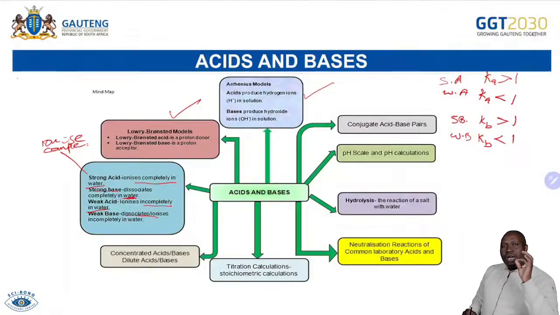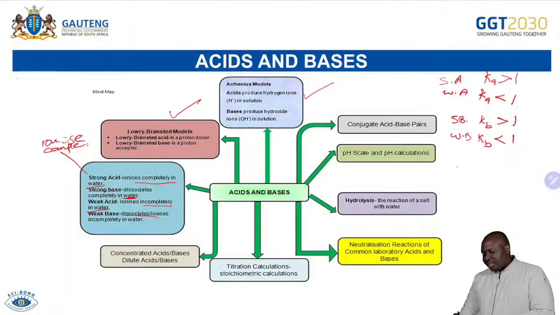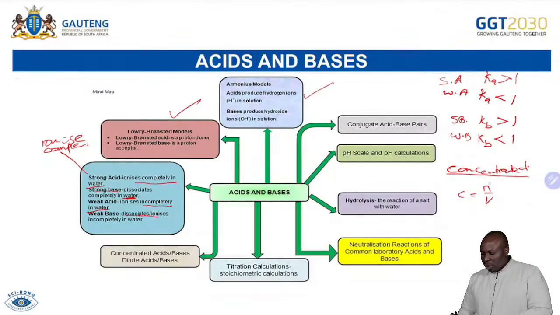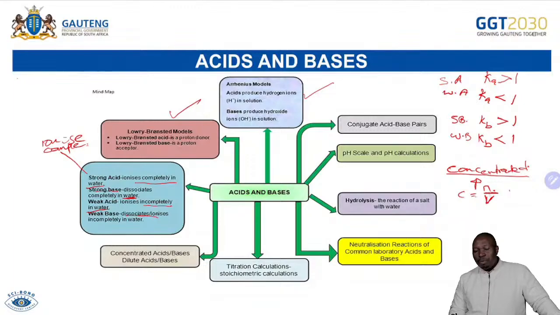Another thing that I want to emphasize is the issue of concentrated versus dilute acids and bases. Remember, when we say an acid is concentrated, just look at the formula for concentration, which is C equals n over V. Concentrated means we have a large number of moles of the acid in proportion to the volume of water, so we have less water added. That is a concentrated acid. Remember it with that equation.